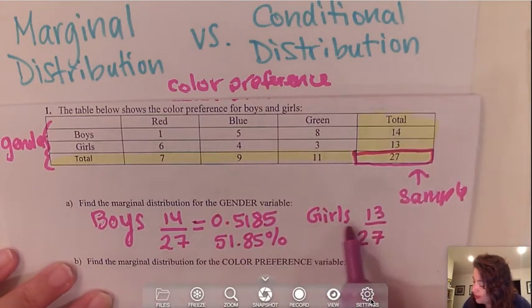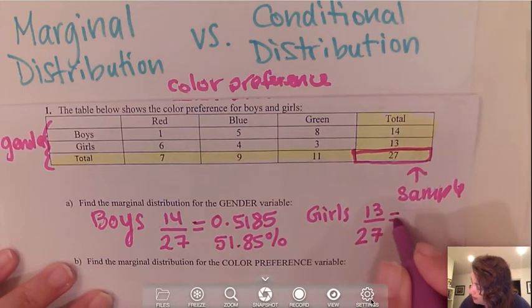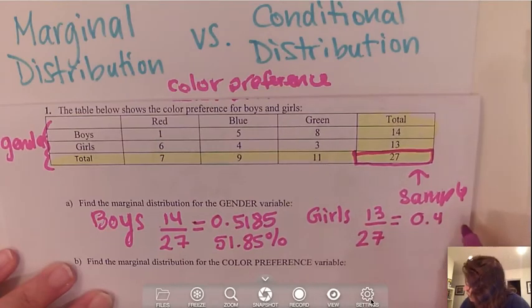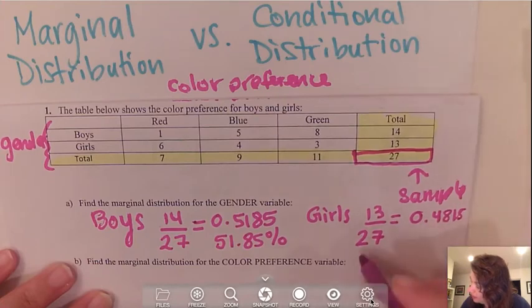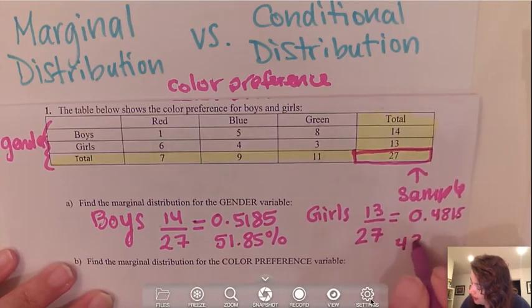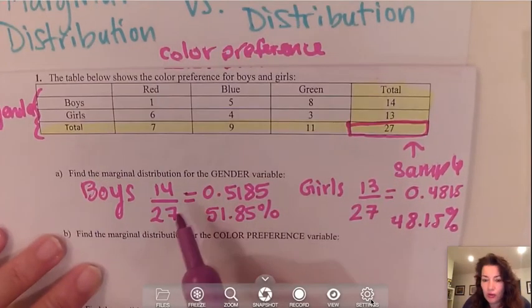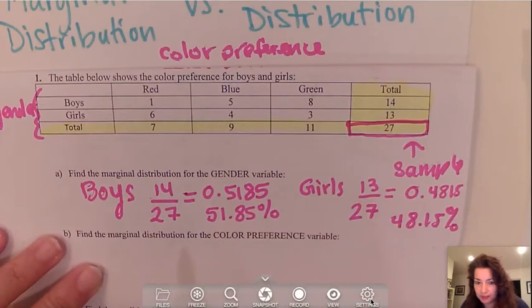So when you're looking at this, 14 and 13 should add up to 100%. So 13 out of 27 in your calculator, that would give you about 0.4815, which is 48.15%. And again, notice that these two add up to 100%.